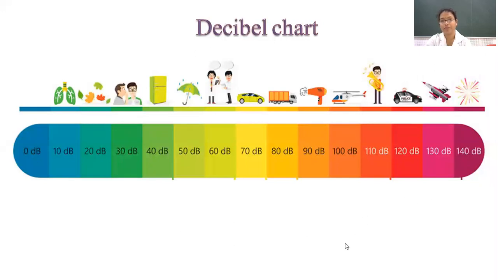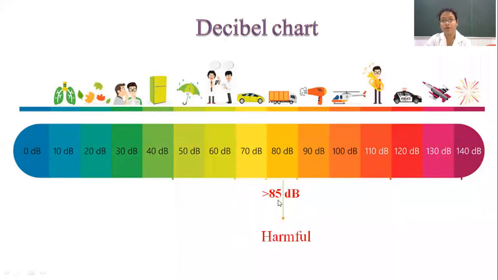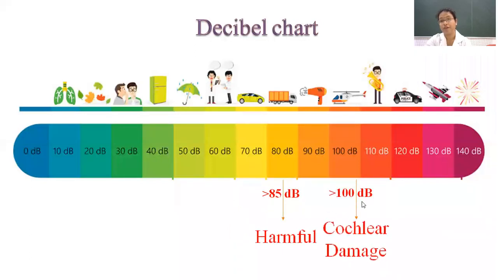Now, why is this important? Because 40 corresponds to faint, a normal conversation is moderate, whereas trumpet blowing is extremely loud, and at 140, the threshold for pain is reached. More than 85 decibel is harmful, and if the sound is more than 100 decibel, it will of course damage your auditory apparatus, that is the cochlea, and more than 140 will create pain.